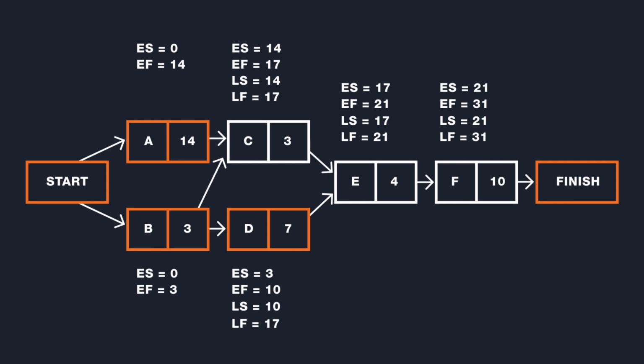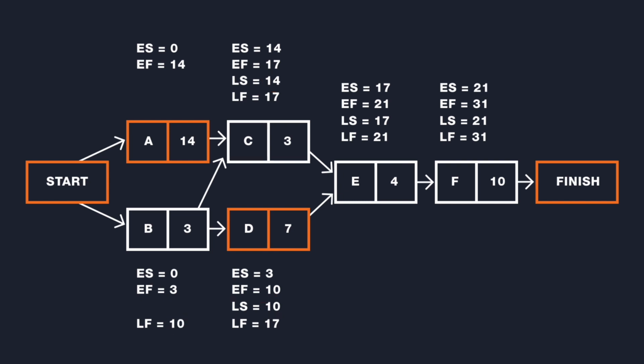Continuing backward, we arrive at activity B. The late finish for activity B is the late start of its successor activities C and D. Activity C has a late start of 14, and activity D has a late start of 10. In the backward pass, we take the smaller of the two late start values to determine the late finish for activity B. So the late finish for activity B is 10.